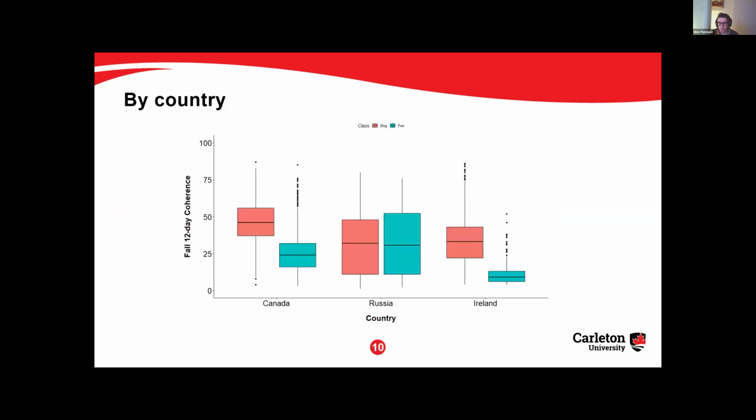It gets a little bit more interesting if we look at it by country. So in Canada, bogs are more coherent than fens, but in the Russian peatlands and the West Siberian lowlands, there's actually not a huge difference between the two. And in some cases, the fens tend to be a little bit more coherent, which I thought was super interesting. I don't really have a good reason for that yet.